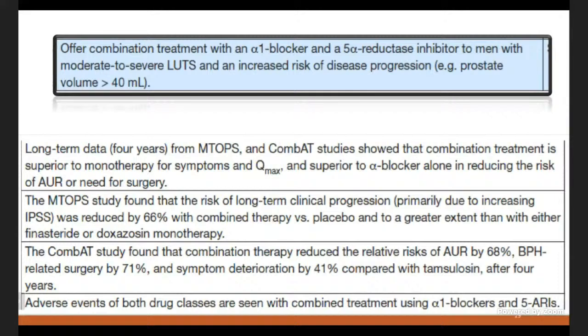This is one of the studies which shows combination treatment with an alpha blocker and a 5-alpha reductase inhibitor in patients with moderate to severe LUTS and an increased risk of disease progression. That means it decreases the risk of disease progression if you use combination therapy in patients with more than 40 ml of prostatic enlargement. So whenever a patient with BPH with more than 40 grams of prostate has moderate to severe LUTS, it is always better to combine an alpha blocker with a 5-alpha reductase inhibitor.